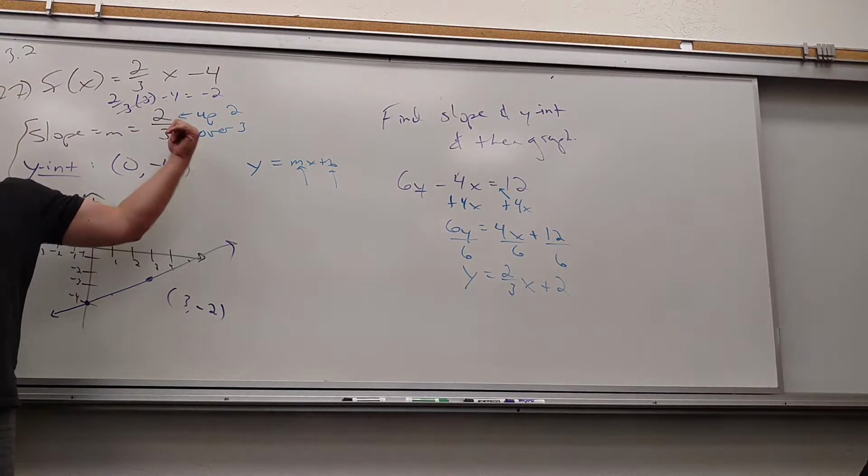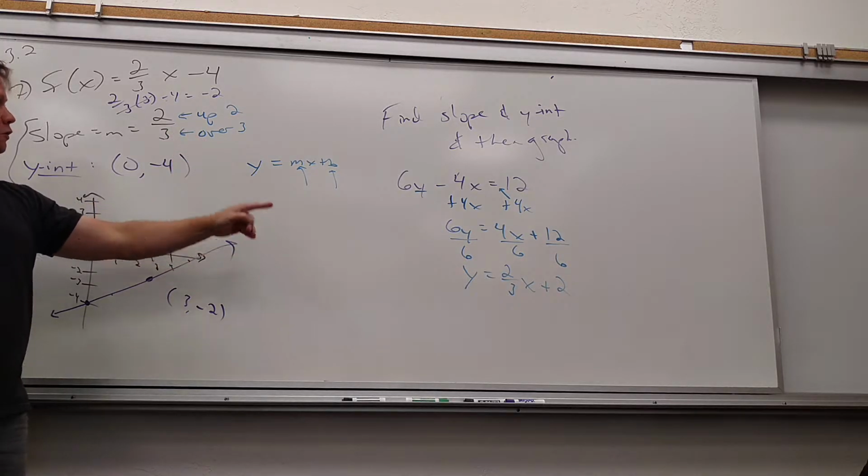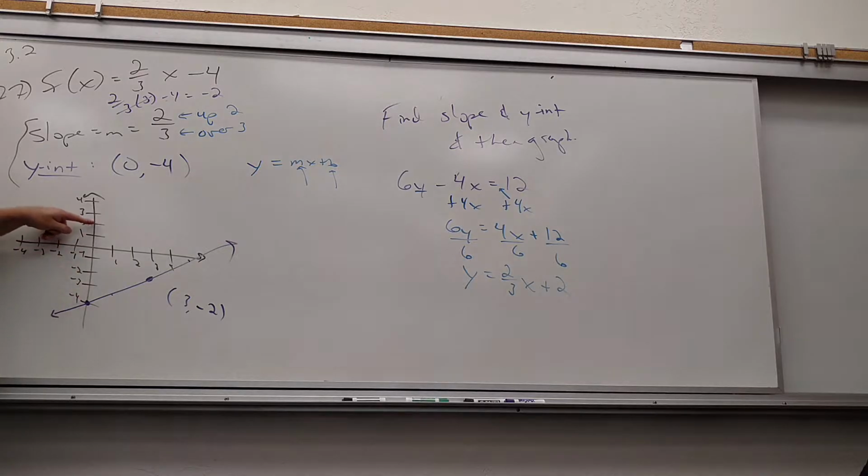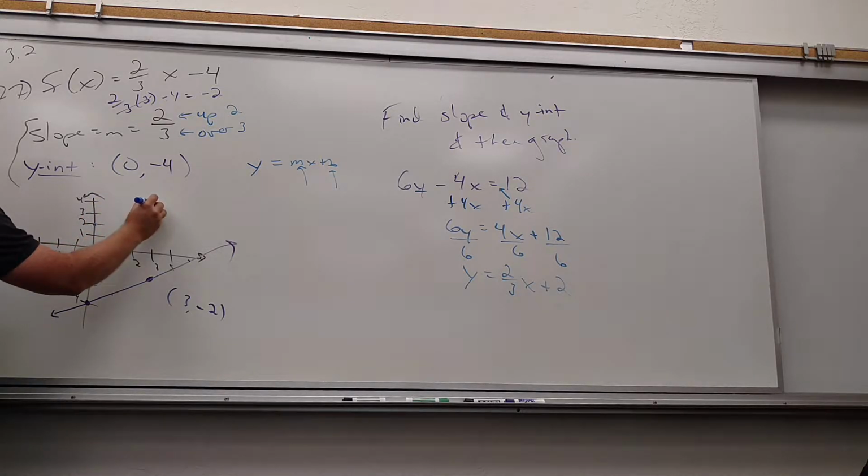So now you can do everything we just did here. The slope is 2/3 again, and the y-intercept this time is 2. So now I would start at 2 and go up 2 over 3. If I graph that, here's 2, go up 2 over 3. So here's that line.